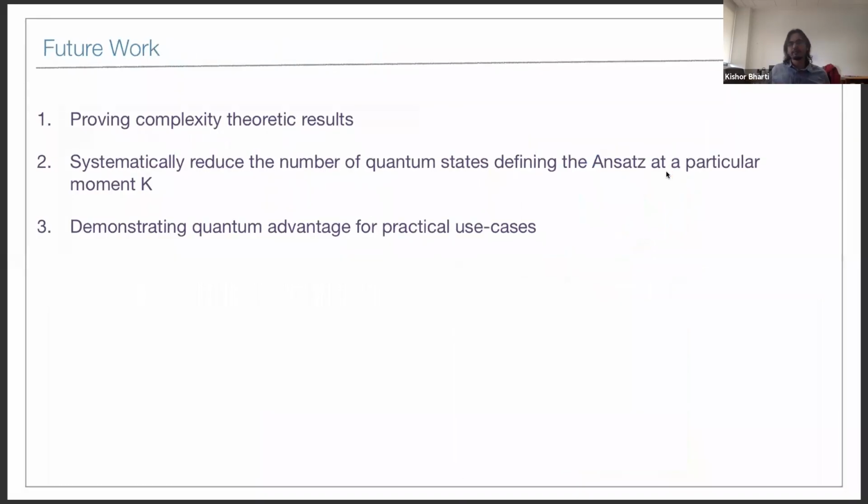So looking forward in the future, we hope to prove complexity theoretic results. We want to systematically reduce the number of quantum states defining the Ansatz. We want to demonstrate quantum advantage for practical use cases. And at the moment, I am highly motivated, and I believe that maybe in the NISQ era, what you can do is this circuit sampling.